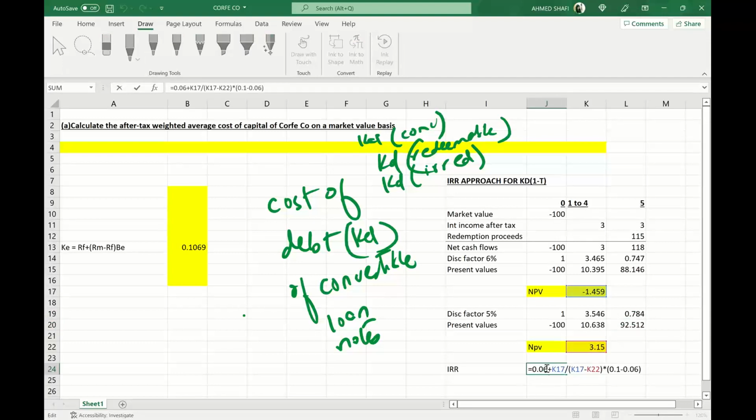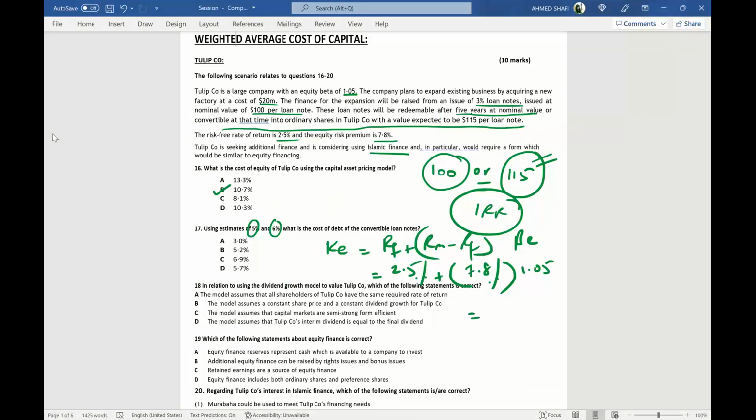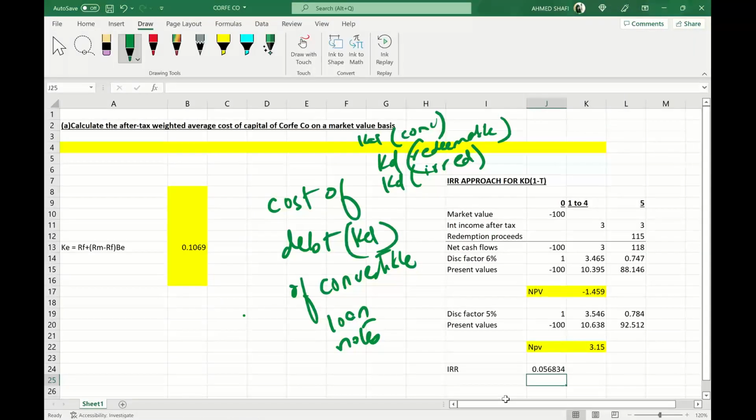Okay, now small a is the rate of positive NPV, it's 5%. Capital A is the positive NPV. Positive NPV is in K22 over capital A minus capital B. K22 positive NPV minus capital B in K17, times small b minus small a. So small b is the rate of negative NPV, 0.06 minus 0.05. That gives 5.68%, that means approximately 5.7%. You can see the workings. Any questions with these two you can ask, then I will move forward.